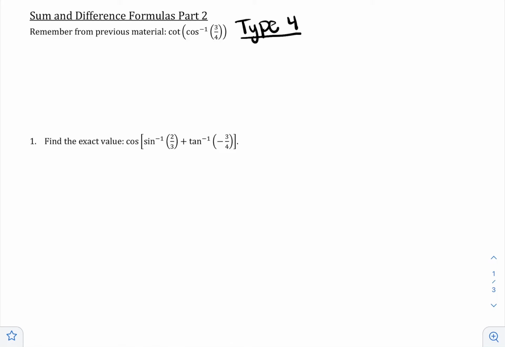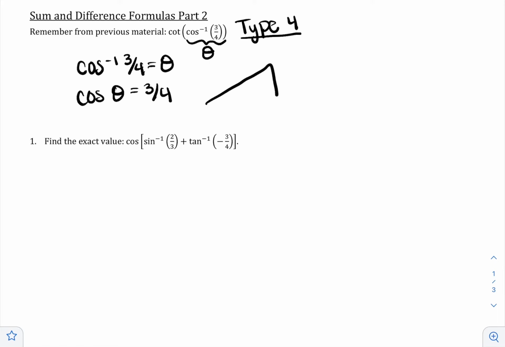So how we did this is that we assigned an angle to the inverse, which again, you could do smiley face, but I'll do theta. And then what this tells you is that the cosine inverse of 3/4 is equal to theta, which means that the cosine of theta is equal to 3/4. Knowing that, you could draw a triangle, adjacent over hypotenuse. So 16 minus 9 is going to be the square root of 7.